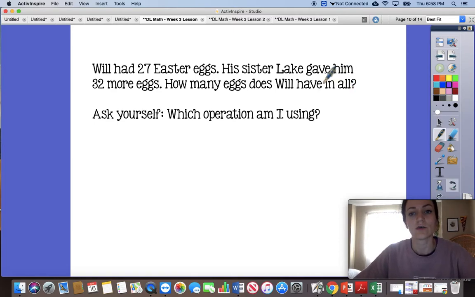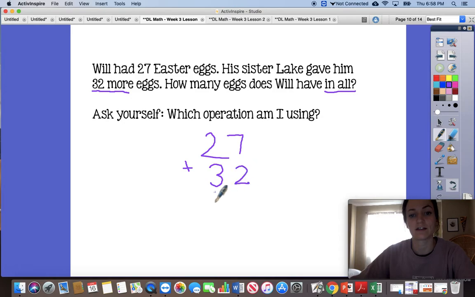Okay, so it says that his sister gave him 32 more. And then it asks how many does he have in all. So ask yourself, are we adding, subtracting, multiplying, or dividing? We're adding, right? Because his sister gave him more. He's getting more eggs. So he started with 27, but then we're going to add 32 more eggs onto it.